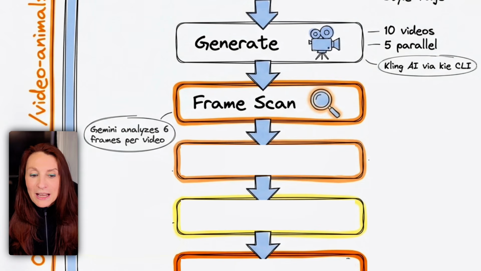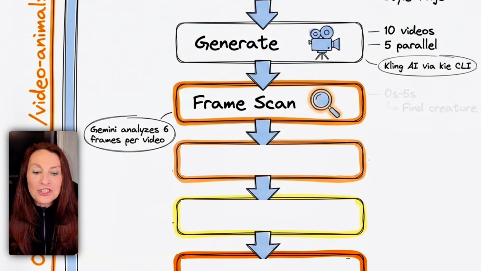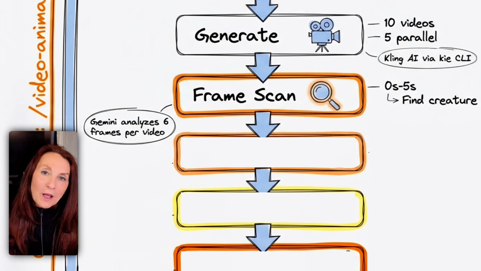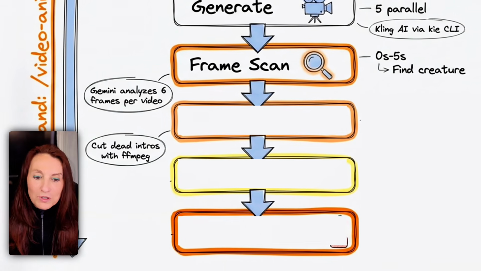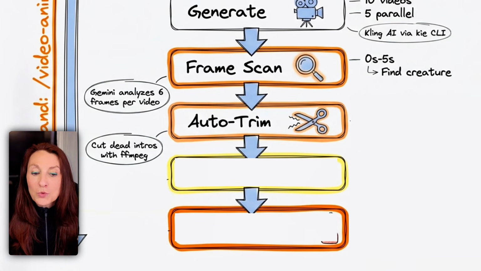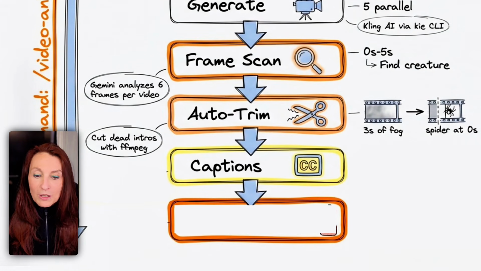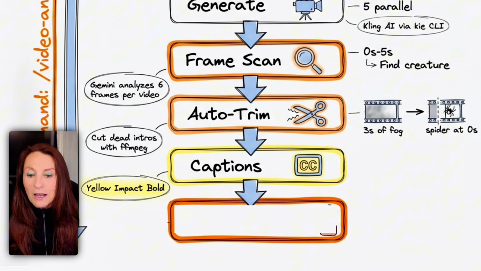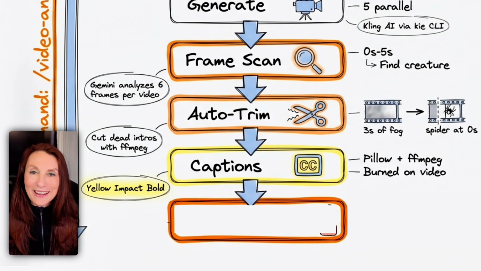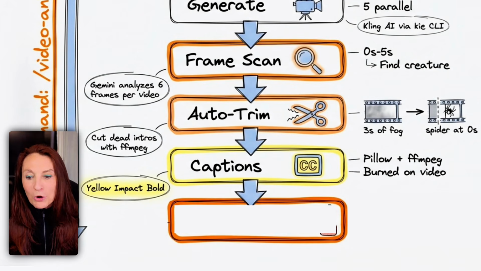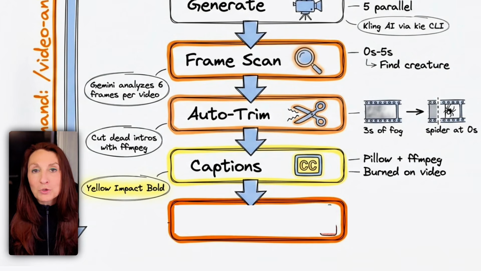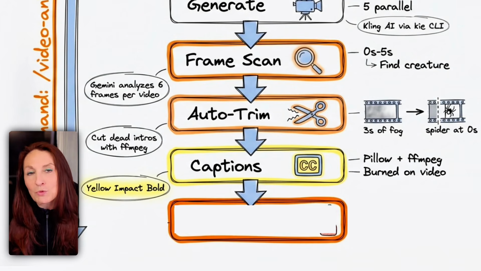Then Gemini is going to analyze each frame to detect if we have some dead intros, and then we are going to cut these dead intros using FFmpeg. Then we are going to create the captions in yellow Impact bold using Pillow and FFmpeg, and that will be burned into the video.